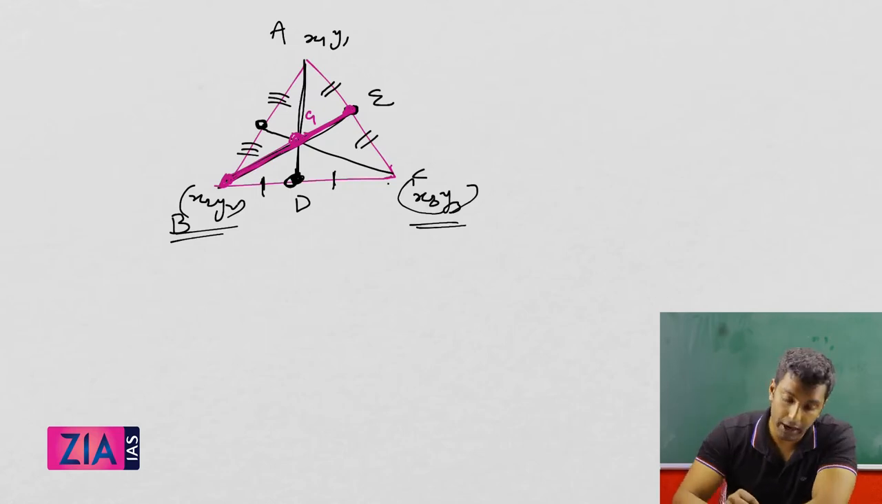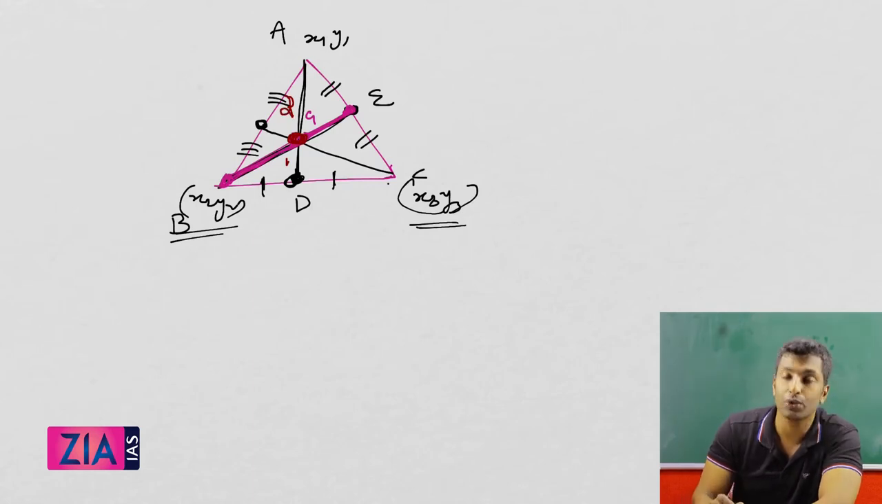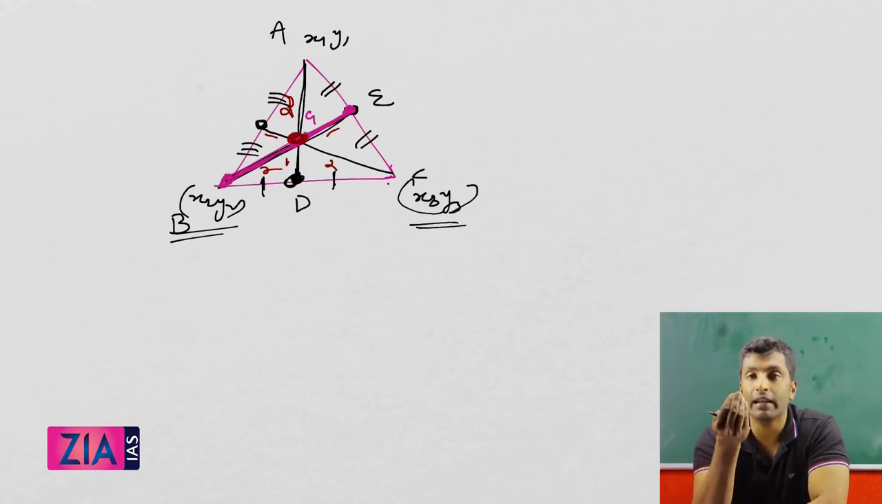One more important point that you need to understand is this: the centroid divides the median in the ratio 2:1. So this will be 2 and this will be 1. This longer side is 2 and this will be 1. Okay, so the centroid divides the median in the ratio 2:1.